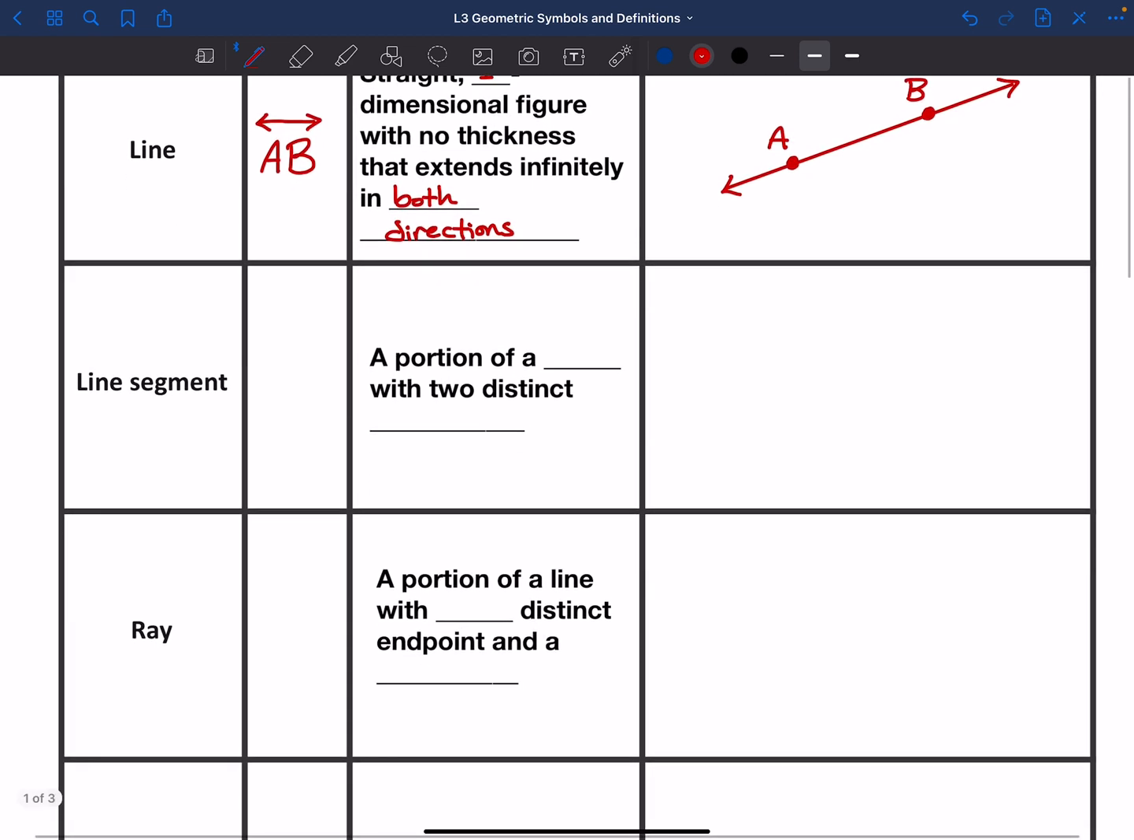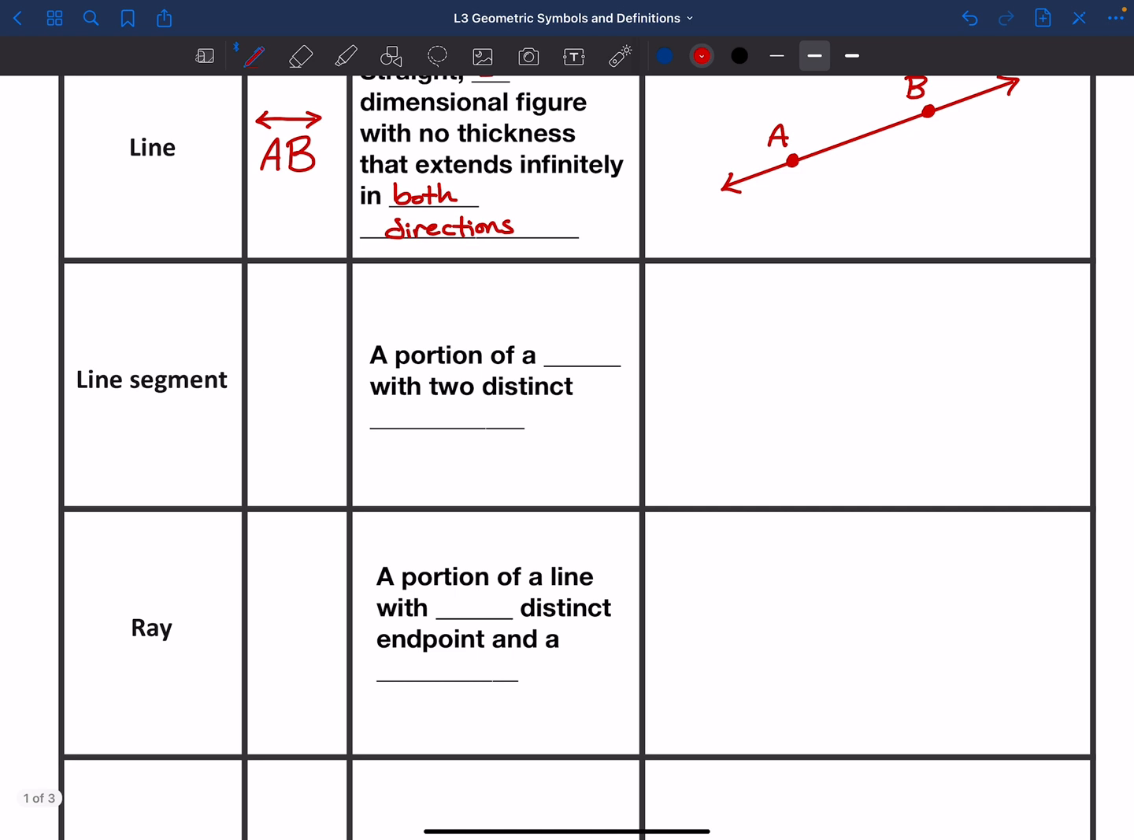As far as a line segment goes, as the name implies, it is a portion of a line with 2 distinct endpoints. A line segment doesn't go on forever. You're literally taking, as the name implies, a segment of that line.